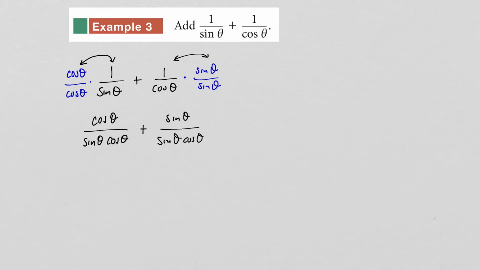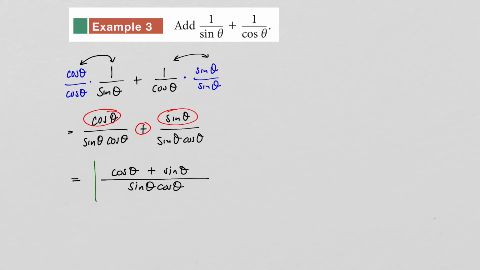Now that we have a common denominator, we can add these fractions together. That common denominator will be the denominator of the answer. And then all we need to do is add the numerators. And so that's going to give us cosine of theta plus sine of theta over sine of theta times cosine of theta. And this is our answer.